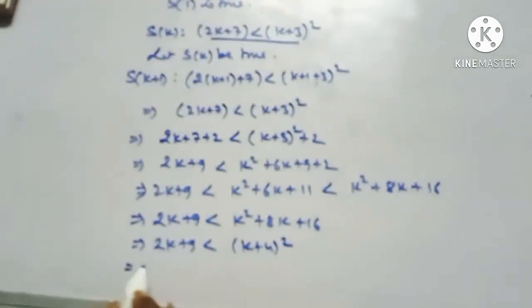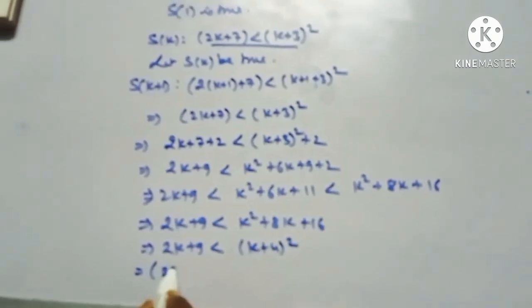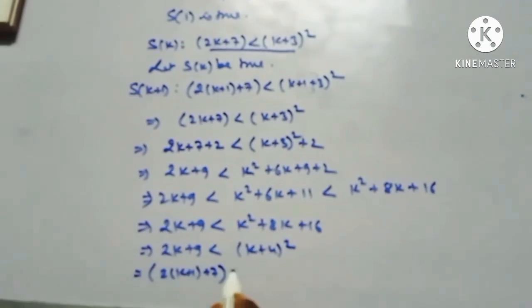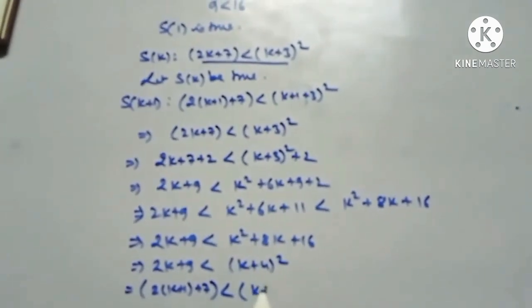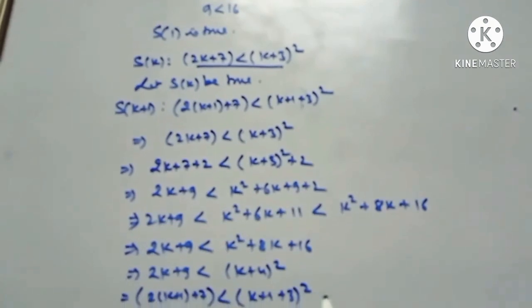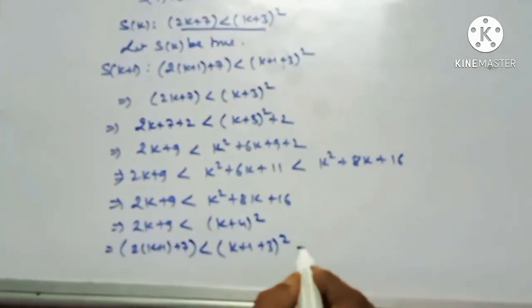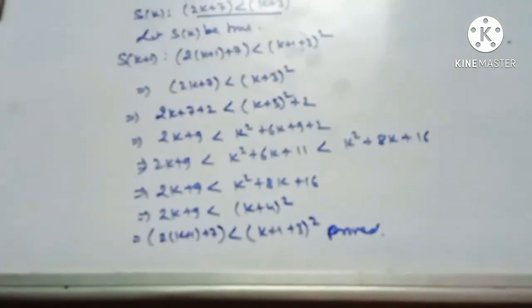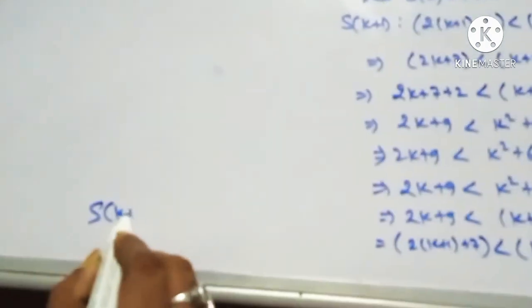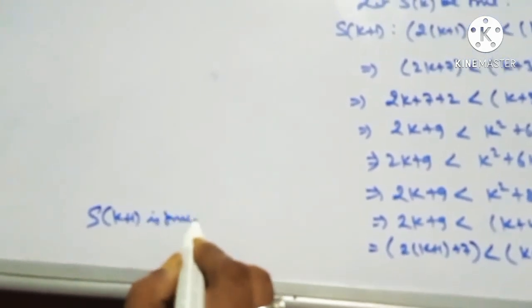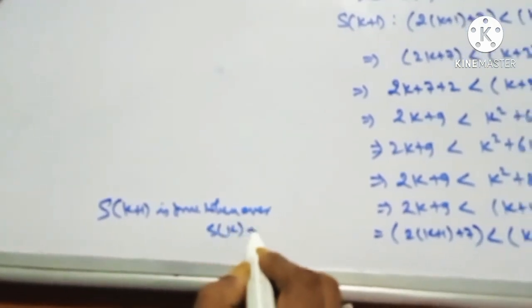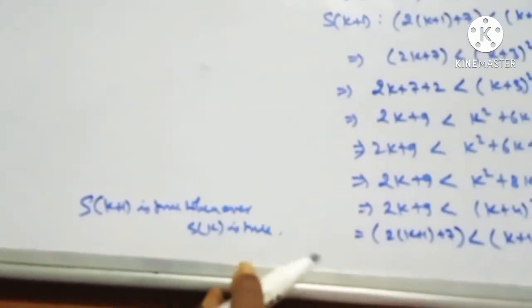So I can write 2 times k plus 1, plus 7, less than k plus 1 plus 3, the whole square. So this is proved. And I have to write the last statement, that Sk plus 1 is true whenever Sk is true.